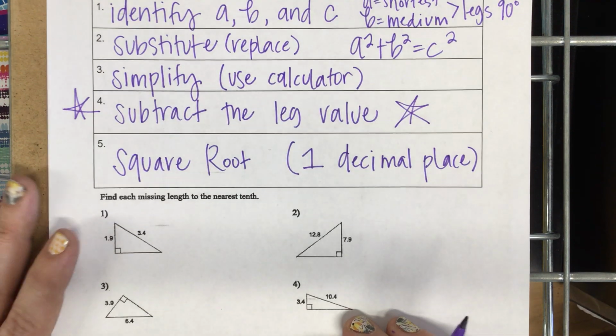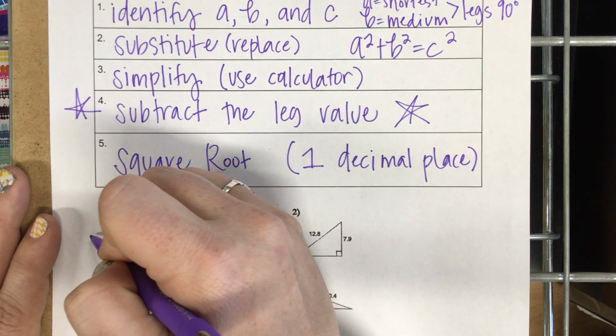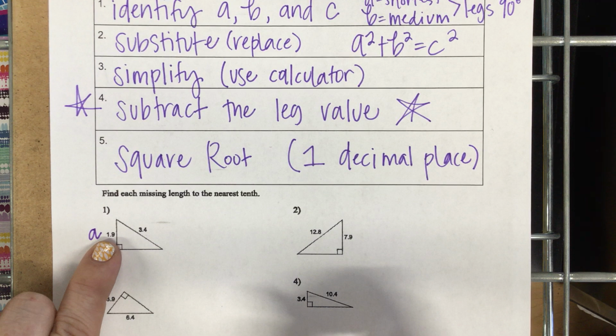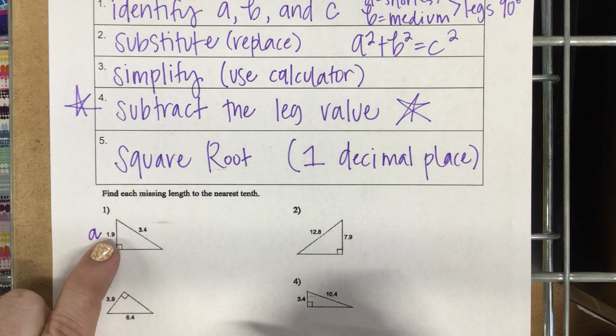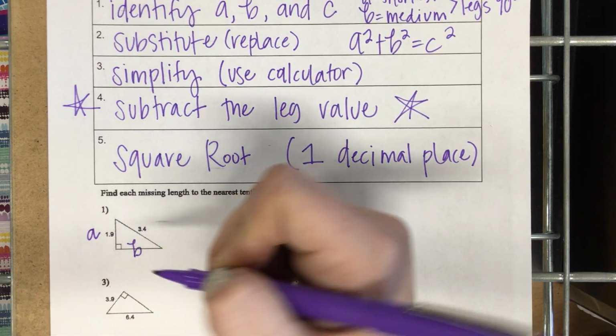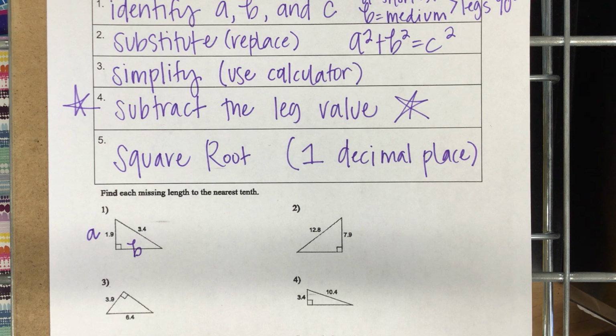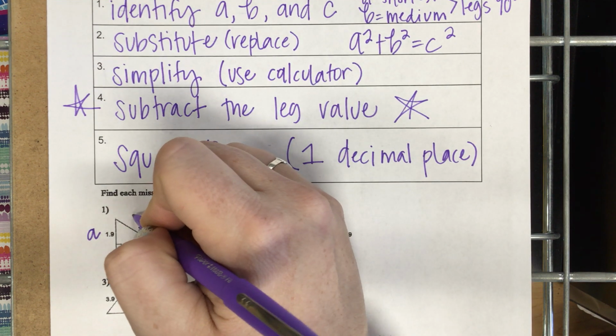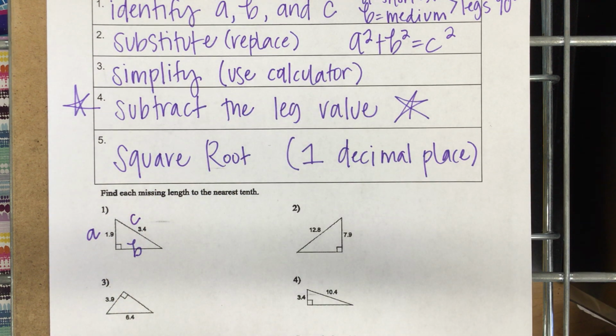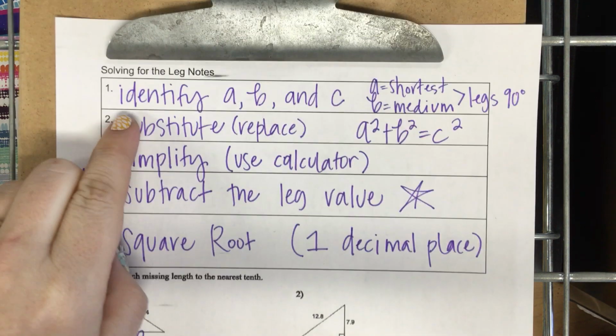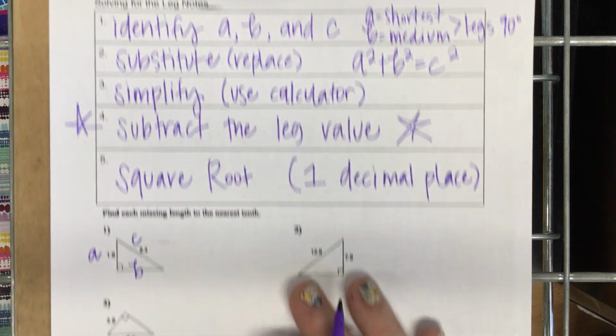So we're going to use these 5 steps, because this 4th step is new, to solve. So if I look down at problem number 1, my A value is 1.9, because that's my shortest side. My B value is missing, and my C value is 3.4. So I identified the A, the B, and the C.